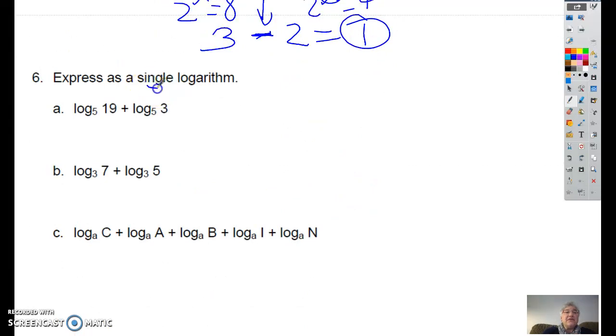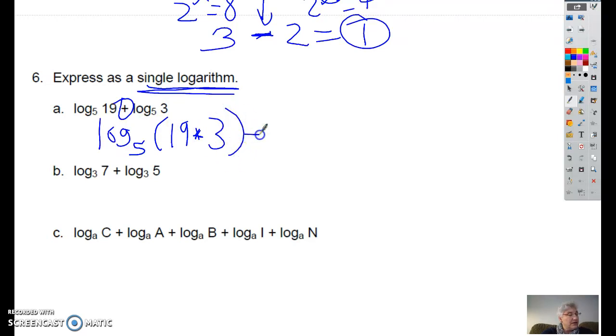Express as a single logarithm. So now we're not expanding, we're contracting. So we're changing from addition to multiplication. So log base 5 is just written one time, and in parentheses, it's now 9 times 3. Otherwise, well, you can expand that out. I think it's 7, carry the 2, 57. So log base 5 of 57. Or you can leave it in this format also if it says express as a single logarithm.